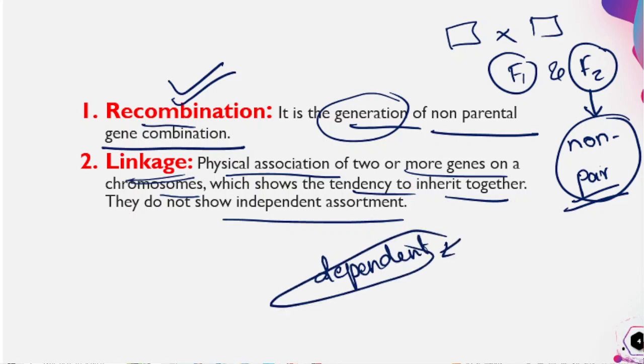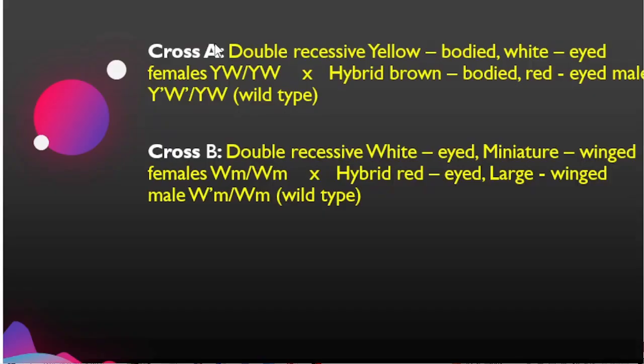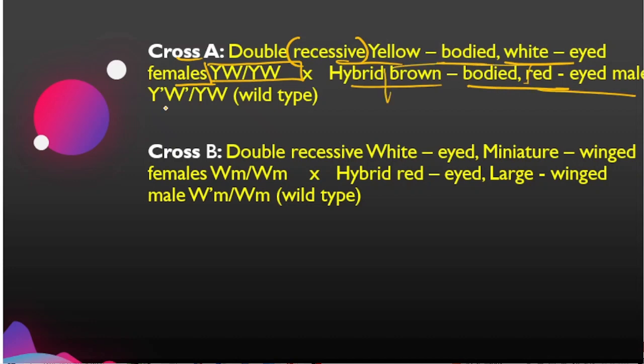Yes? So, see here, you can clearly observe cross A, double recessive. So for the recessive character, you are taking yellow body and white-eyed females. This is the combination, and you are crossing it with a brown body, red-eyed male. Wild type means dominant type. So recessive type and dominant type are crossed. Then double recessive, so white-eyed. Two types of crosses we are doing, cross A and cross B. I will be showing you both crosses.